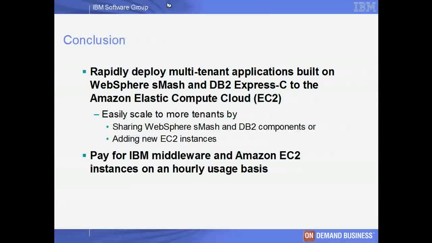In conclusion, we have shown how a multi-tenant SaaS application built on IBM WebSphere Smash and DB2 can be rapidly deployed to the Amazon Elastic Compute Cloud using a few simple steps. Developers can easily scale their applications by repeating these simple deployment steps on additional EC2 instances. When using the developer AMIs, developers get charged at an hourly rate only for the usage of Amazon's EC2 resources. In the near future, developers will also be able to deploy to production AMIs for an hourly charge.